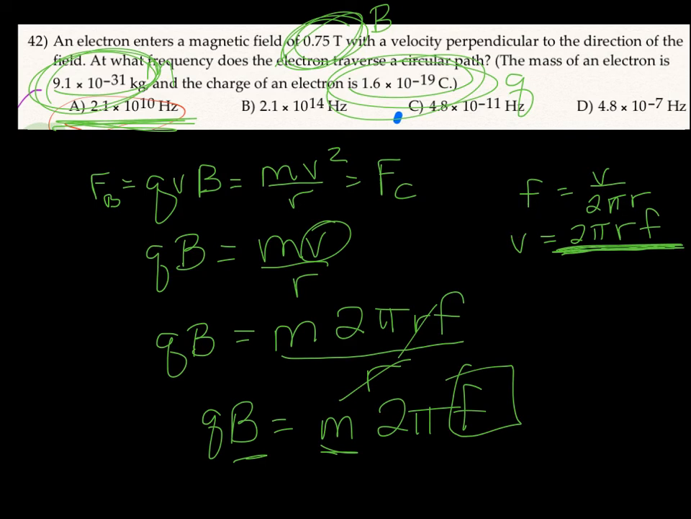So continue to ask yourself, what do I know? What can I figure out? What do I know? What can I figure out? And remember, we got this because the frequency was the inverse of the period. And then our period was the time it took to go around the circle. That's where 2 pi r came from. Around the circle once. Okay?